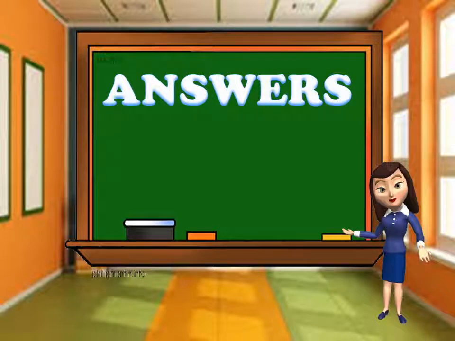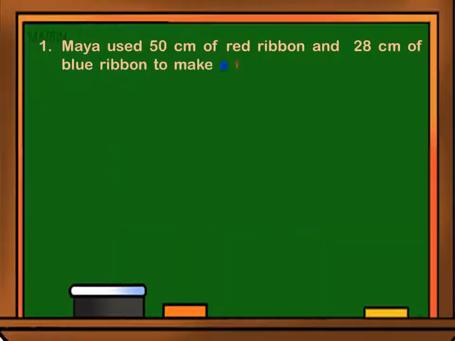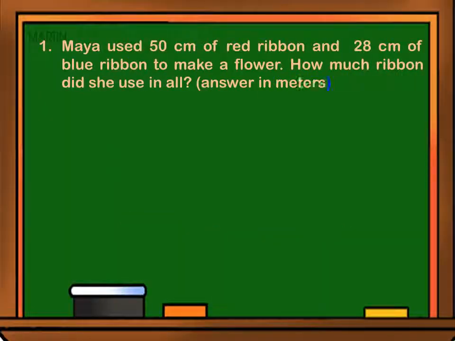Answers. Maya used 50 centimeters of red ribbon and 28 centimeters of blue ribbon to make a flower. How much ribbon did she use in all? Answer in meters. Let's add 50 centimeters and 28 centimeters. 50 centimeters plus 28 centimeters equals 78 centimeters.